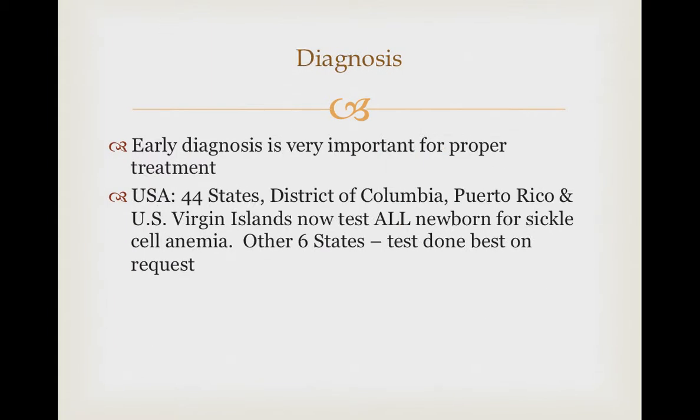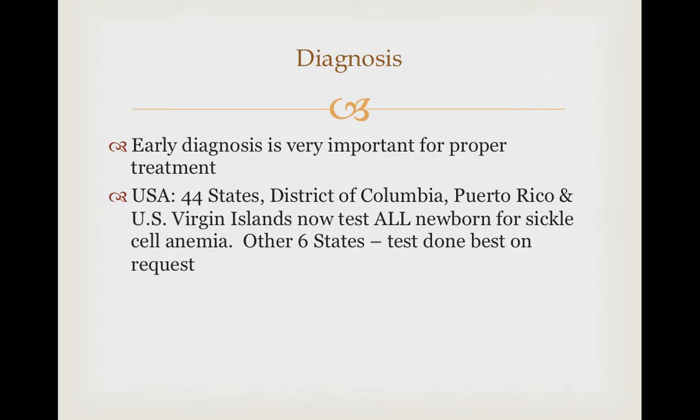So how is sickle cell diagnosed? Early diagnosis of sickle cell anemia is very important so that children who have the condition can get proper treatment. In the United States, 44 states, the District of Columbia, Puerto Rico, and the U.S. Virgin Islands now test all newborns for sickle cell anemia. In the other 6 states, you can request a sickle cell test. The test uses blood from the same blood samples used for other routine newborn screening tests. It can show whether the newborn infant has sickle cell anemia or sickle cell trait.